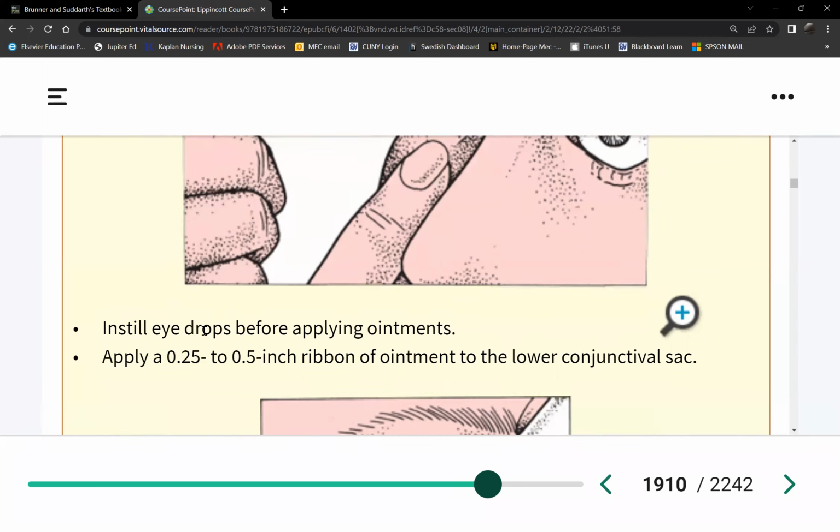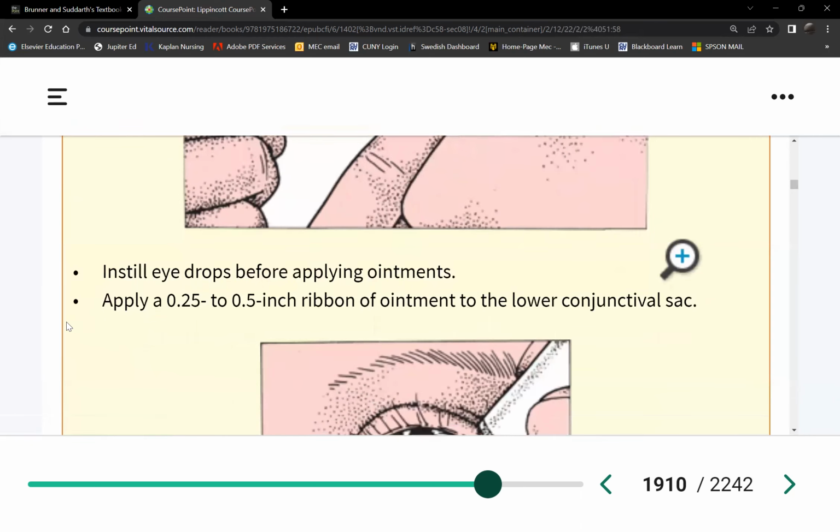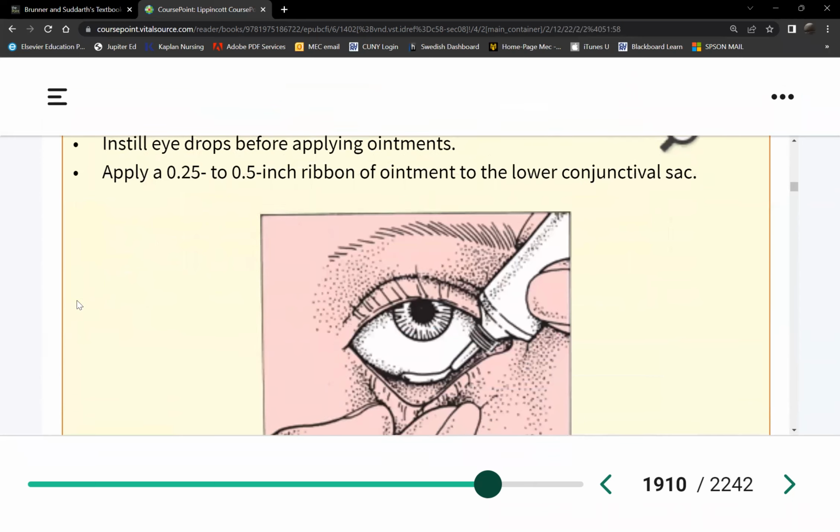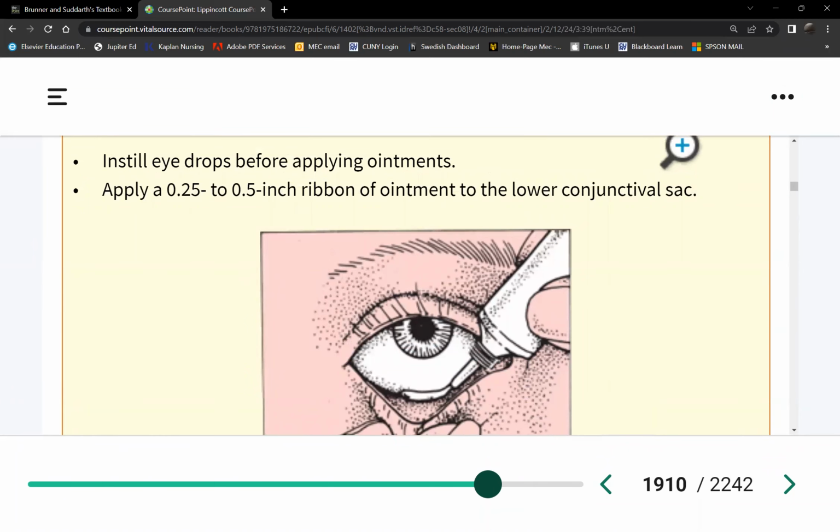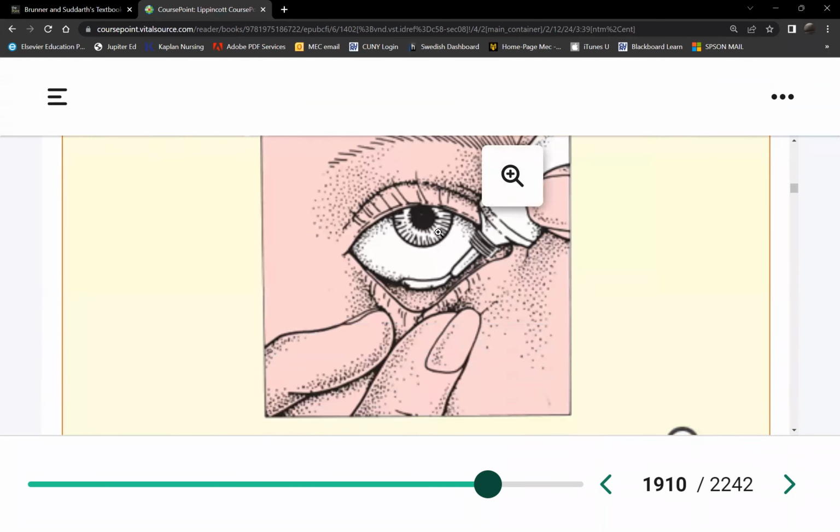If you put an ointment first, the eye drop won't be absorbed anymore, because remember, ointments are oil, right? It's water resistant, impermeable to water, because of the petroleum material that is included. So this is it for the ointment. Same spot, you only use a quarter to half inch ribbon of the ointment.